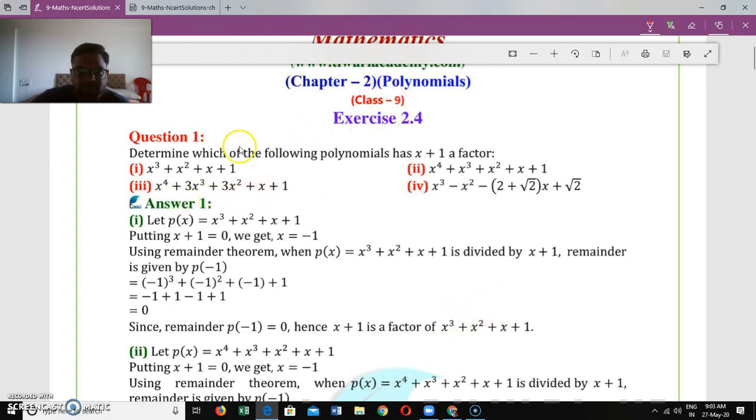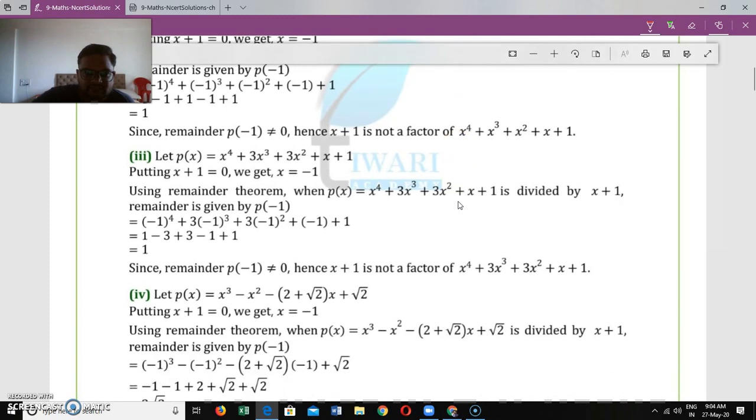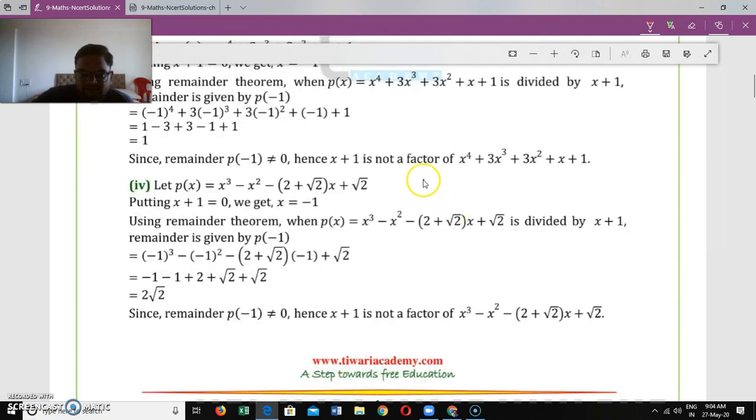Let's go with the first question, that is: determine which of the following polynomials has x plus 1 as a factor. We have to check whether x plus 1 is a factor of the given polynomials or not. So I'll go with the fourth one. Let's see how we can check whether x plus 1 is a factor or not. If x plus 1 is a factor, if we assume it, then x equals to what? Minus 1.